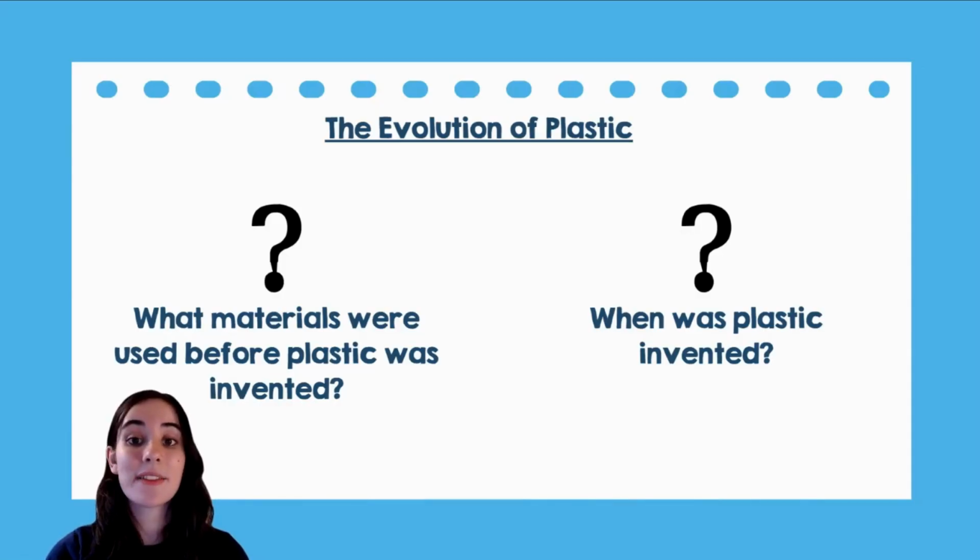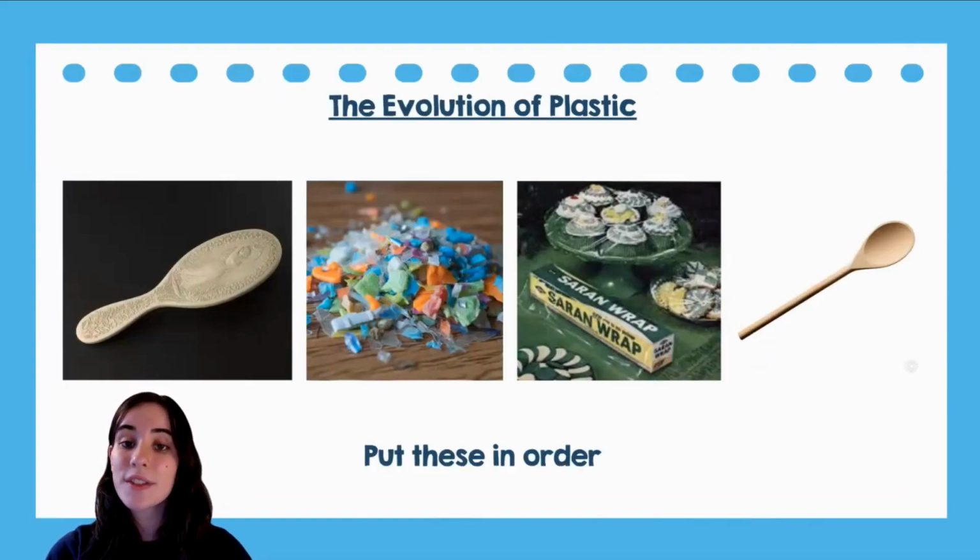Well, let's find out the answers to these questions with the help of some pictures. Let's travel back in time. On the screen here and on a sheet in front of you, you have 4 pictures. Now, I want you to put them in the correct historical order. So basically, which of these came first, all the way to which is the most recent. Then we'll talk through the story of plastic and see if your predictions were correct.